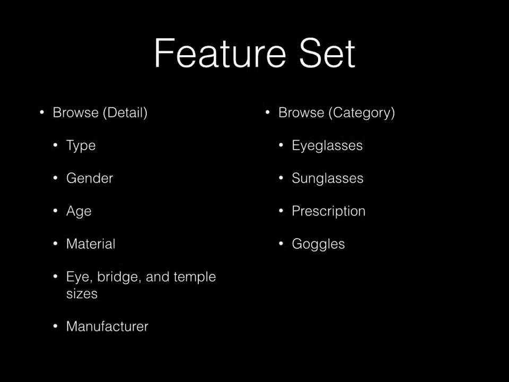Some of the different features that we will have on the website are a browse by category and a browse by detail. The browse by detail will have the different types, such as standard eyeglasses, safety glasses, or sunglasses. They can also choose between men's and women's styles. Also, you can choose between age, whether it be a child, teenager, or an adult.